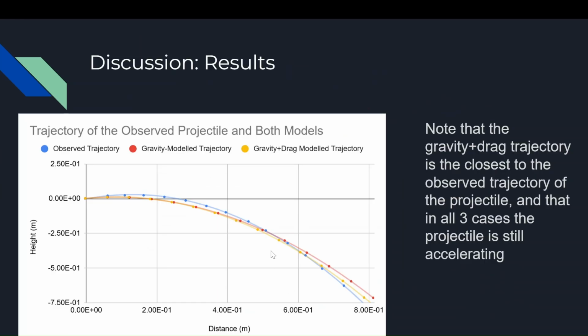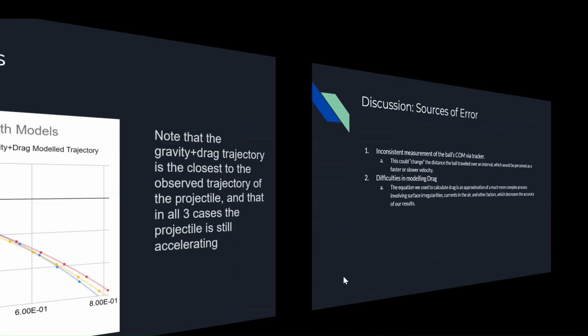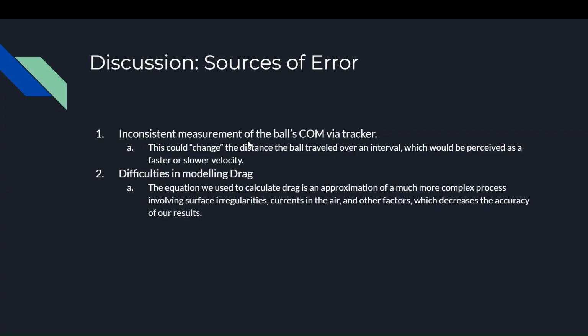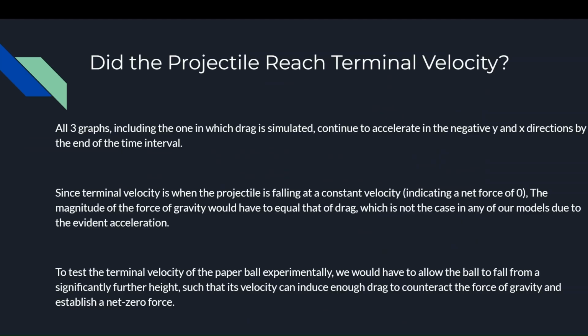So comparing the results, we can see that the gravity plus drag trajectory is the closest to the observed trajectory in terms of its arc, and that in all three cases, the projectile is still accelerating downward. Some sources of error could be the inconsistent measurement of the ball's center of mass by Tracker, as that can change the initial velocity, and difficulties in modeling drag. Of course, it is hard to simplify drag into a single constant, and it is likely that constant is not a perfect estimation of its true level of drag.